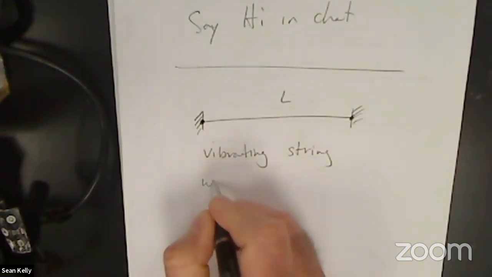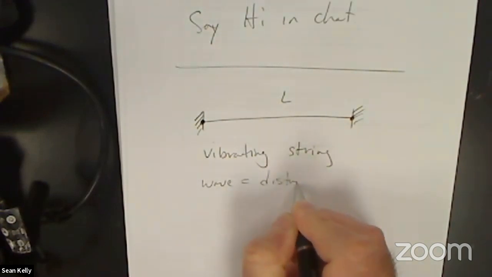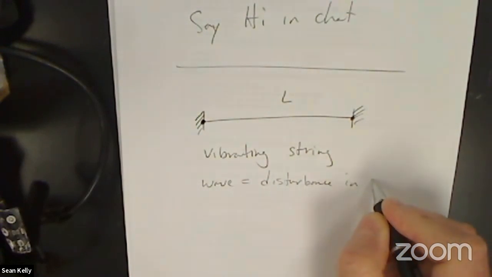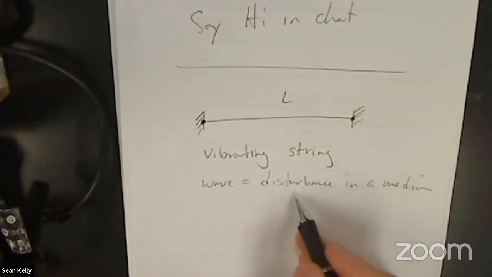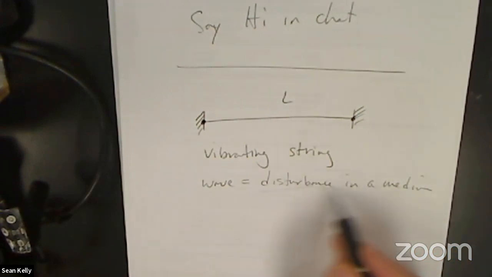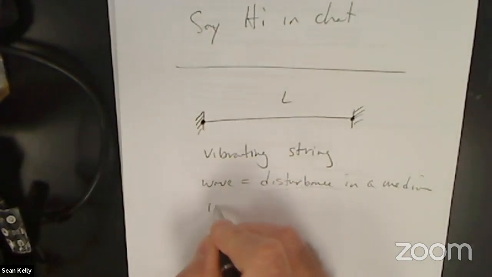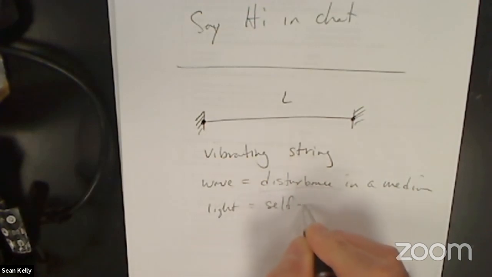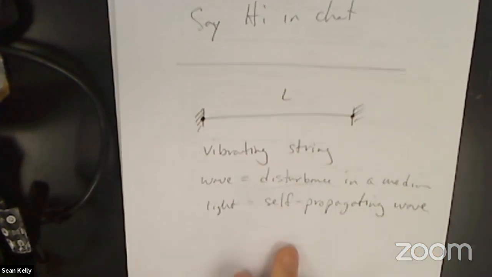So what is a wave? A wave is a disturbance in a medium, or not, right? Actually, it's not necessarily true. Disturbance in a medium, but when you talk about light, it's a self-propagating wave. That's another little tangent.